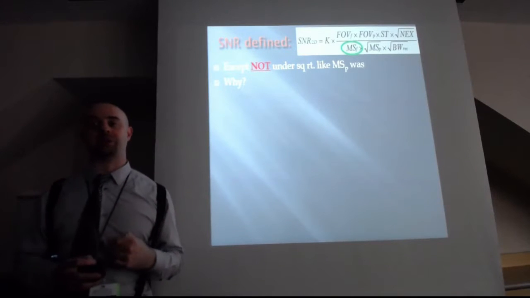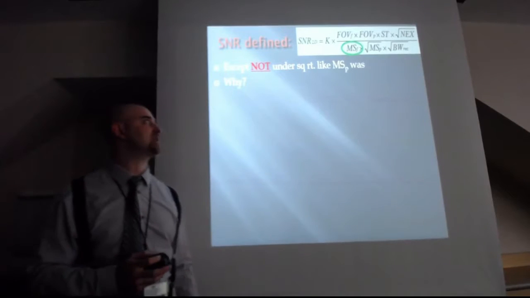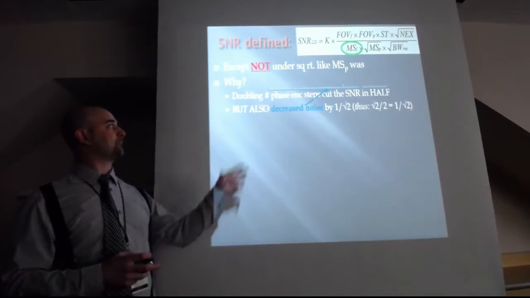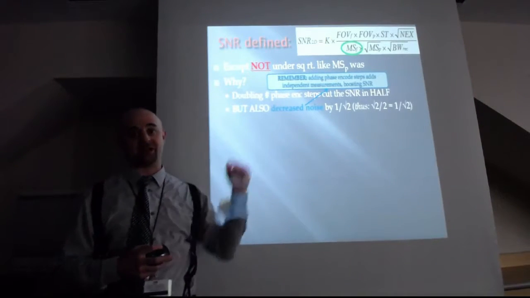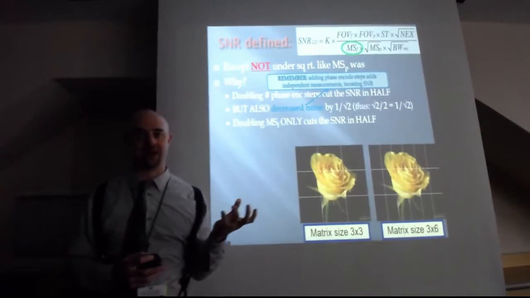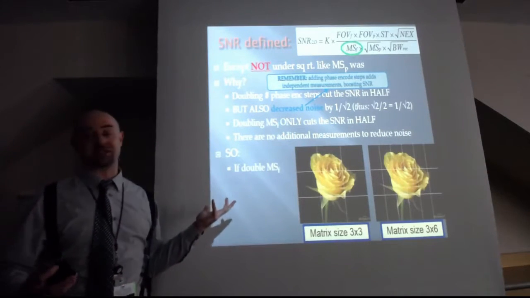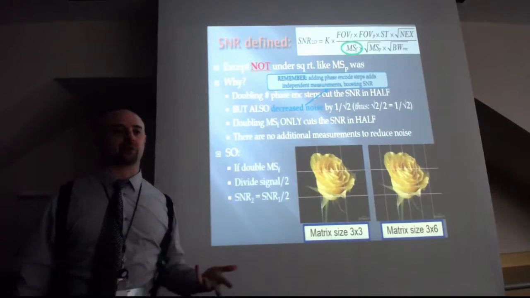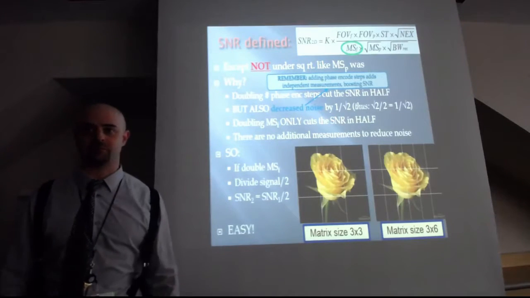We're not increasing the number of measurements we do here. We're just increasing the number of digital points in our conversion of our echo. So like I said before, with MSP, it cut the signal in half, but it added signal back by increasing the number of measurements. Here, it just cuts the signal in half because of your loss of number of protons. So that's basically it. If you double MSF, you divide your signal by 2, and the resulting signal-to-noise ratio is 1/2 the original signal-to-noise ratio. That's it. Pretty easy.